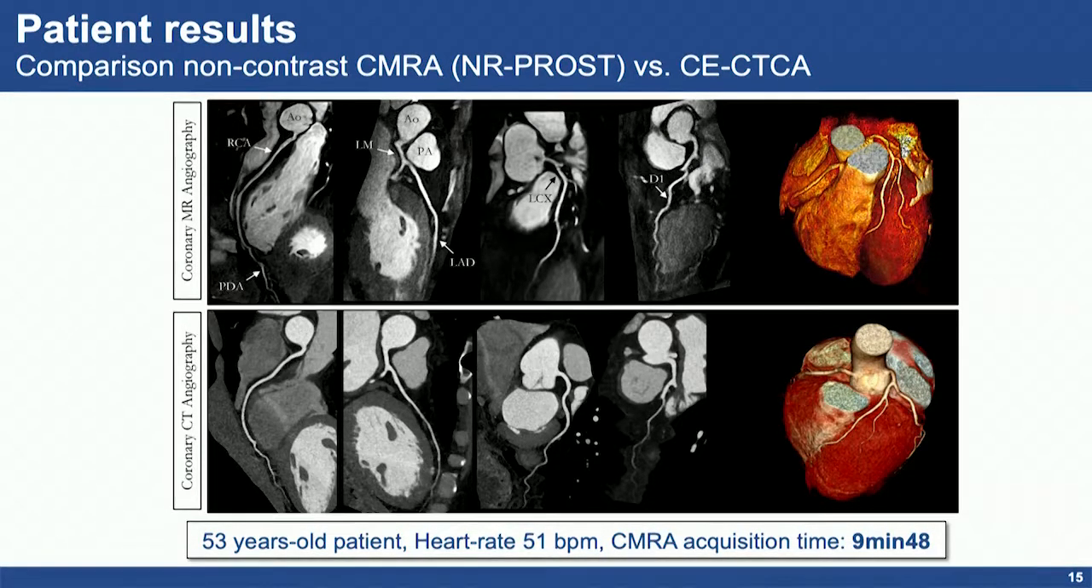Now, the isotropic nature of this acquisition and this framework allows us to reformat the 3D volume along any directions. And particularly, we can also follow very small coronary arteries like the first diagonal that you see here on the right with excellent visual agreement with CTCA.